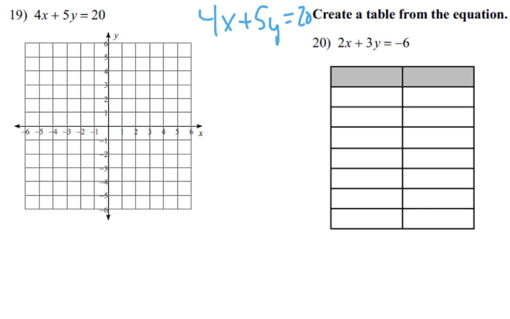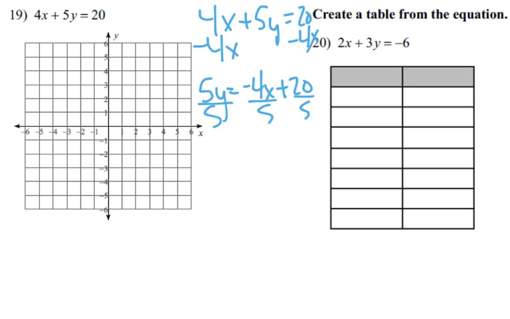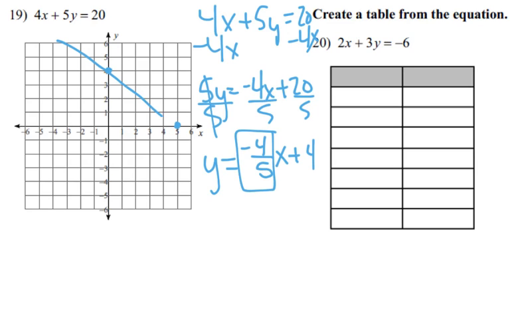So, on number 19, I'd start out by subtracting 4x from both sides to get 5y equals negative 4x plus 20. Then divide by 5. Those cancel, we're left with y equals negative 4/5 x plus 4. So up to positive 4, graph it. Negative 4/5, down 4, to the right 5. Graph it, good enough for me.